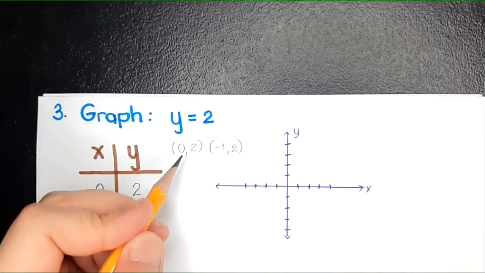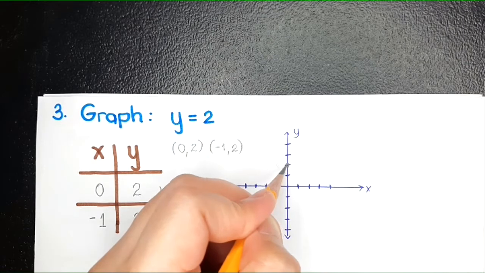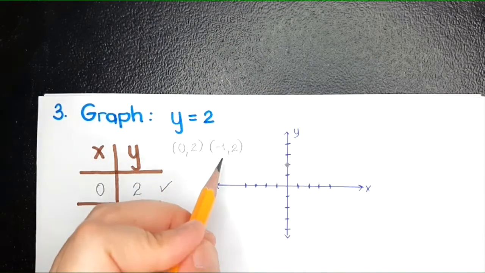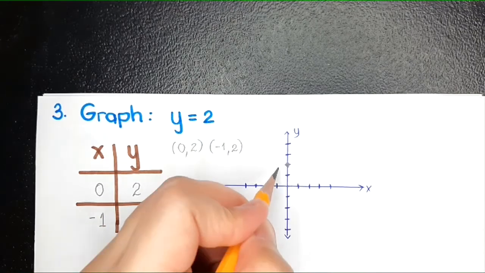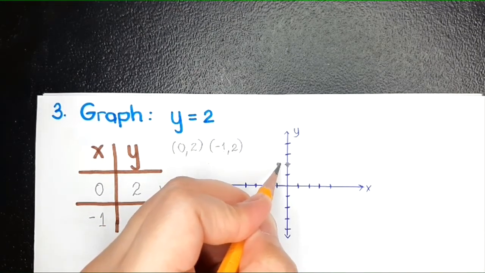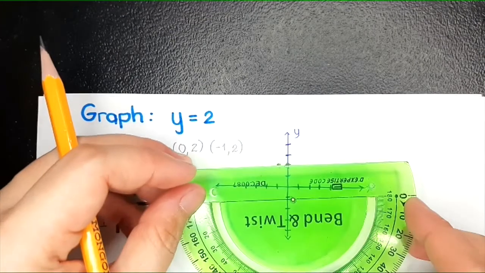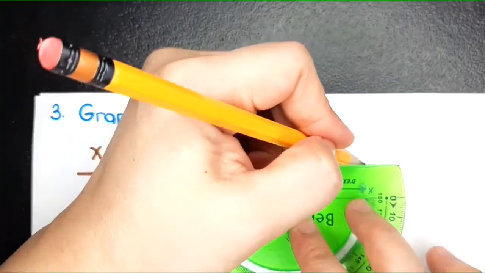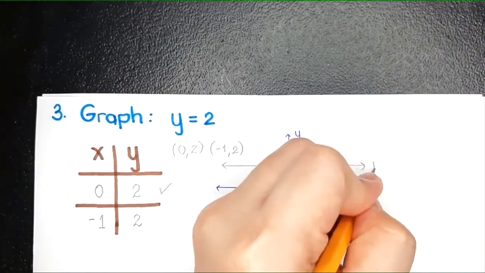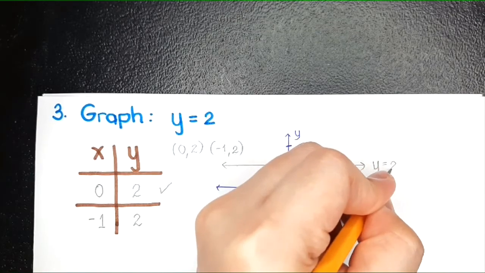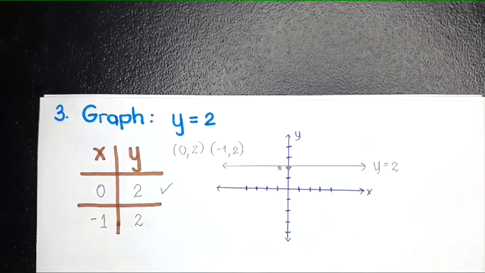Okay, let's locate these 2 points. So, 0, 2. So, this is the point, 0, 2. And then, where's negative 1, 2? This is negative 1, 2. Okay? So, that's it. Meron tayong 2 points. You connect these 2 points to create a line. And then, you see, your y equals 2 is a horizontal line.